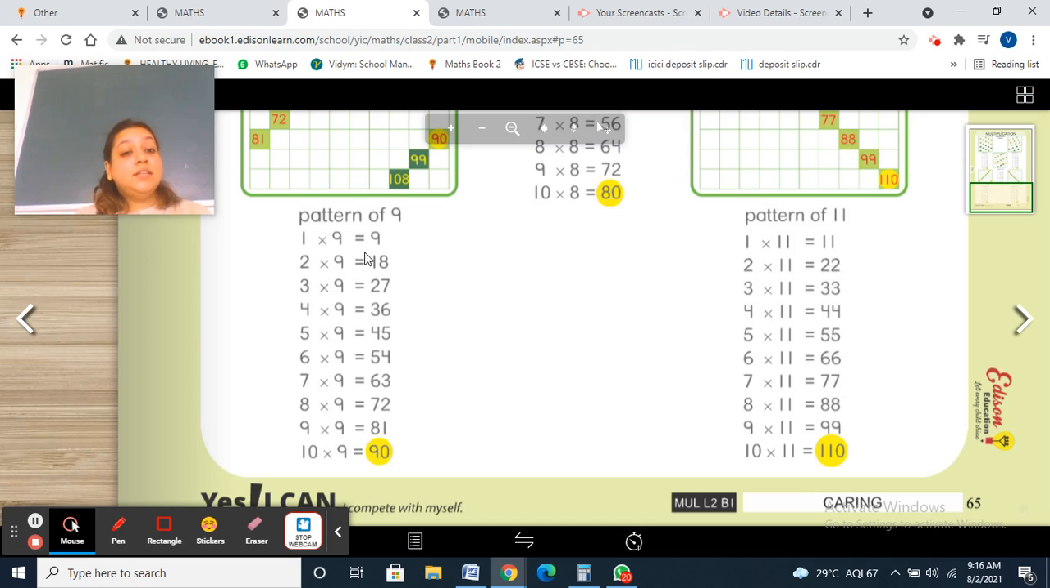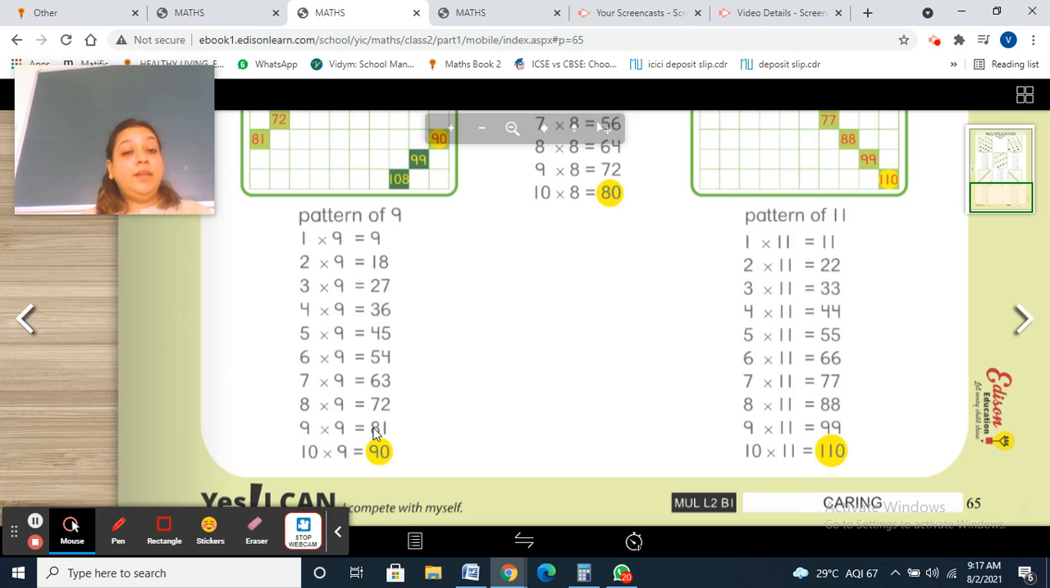Okay, so if you know the table number 8, till table number 8, you can write the 9 table very easily. Getting this point? And table of 10 will be 10 ones are 10, 10 twos are 20, means tens. 30, 40, 50, 60, 70, 80, 90 and 100 will be your answer. 10 tens are 100.